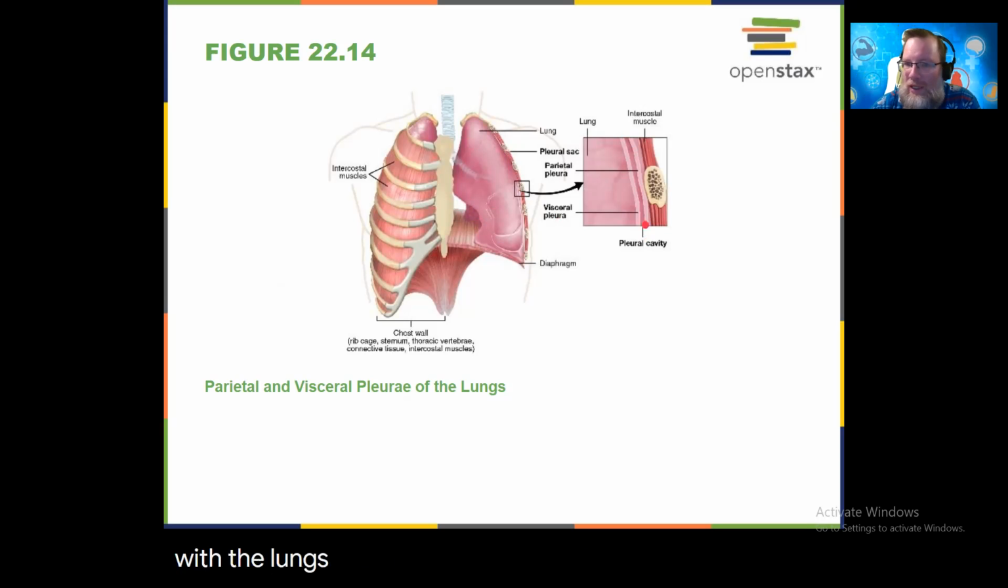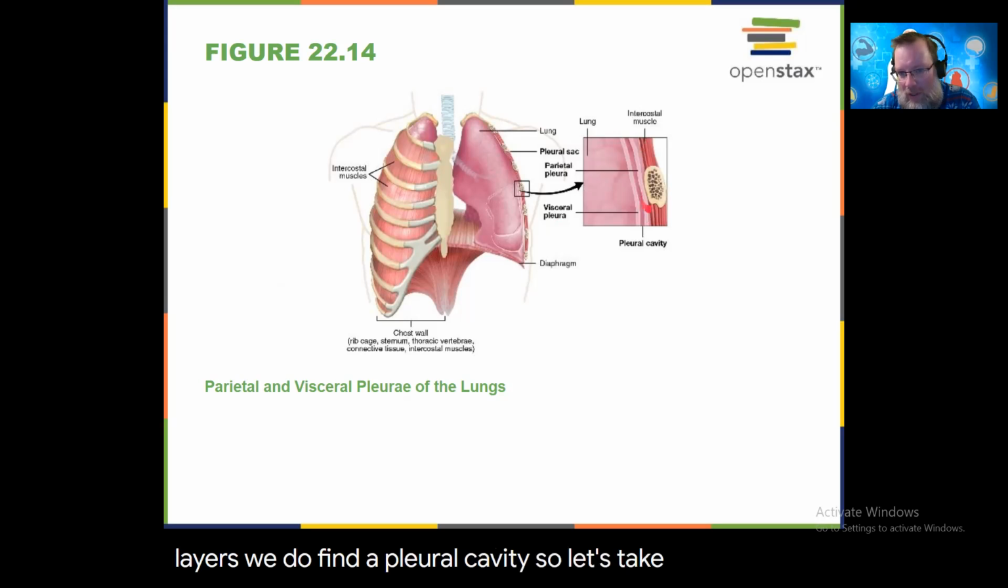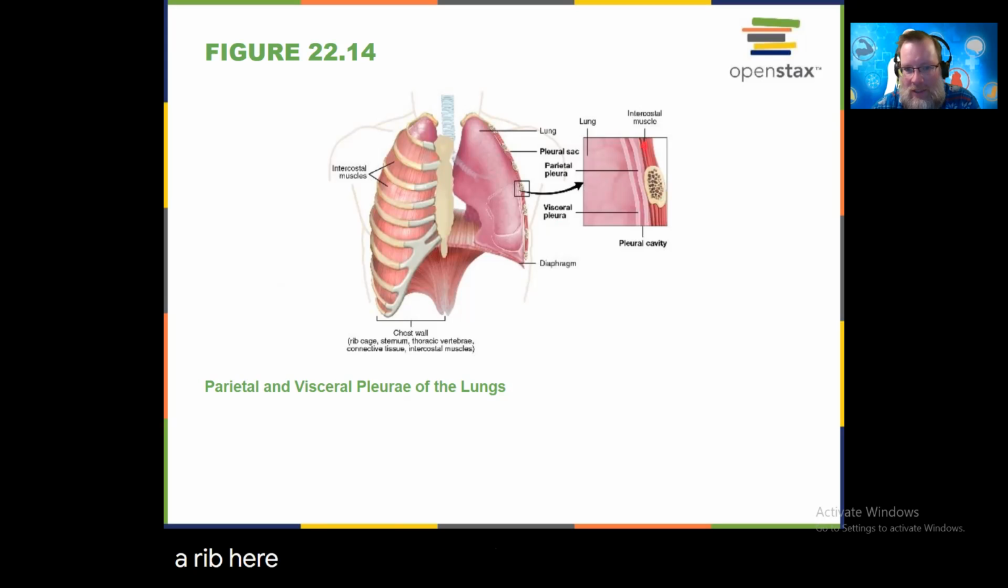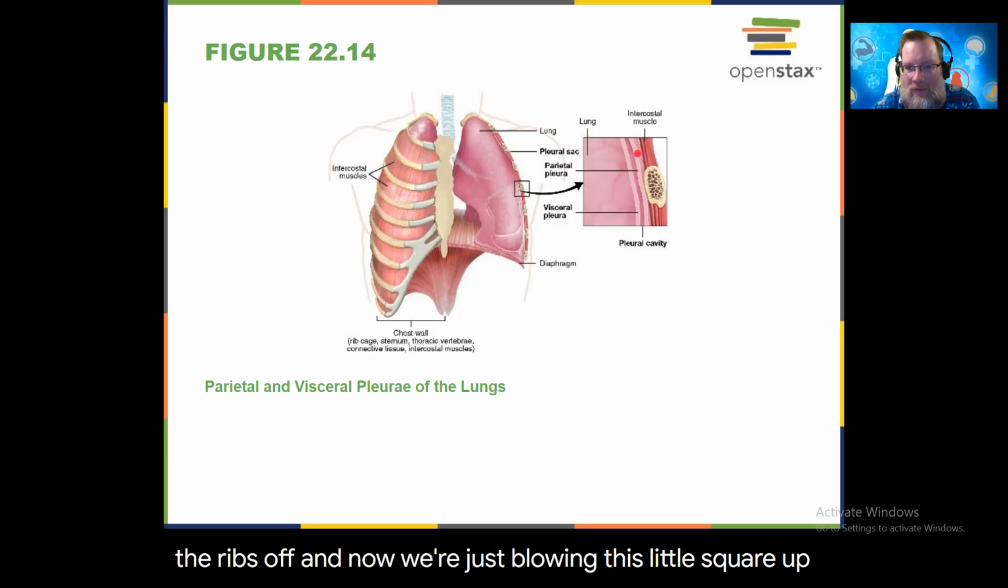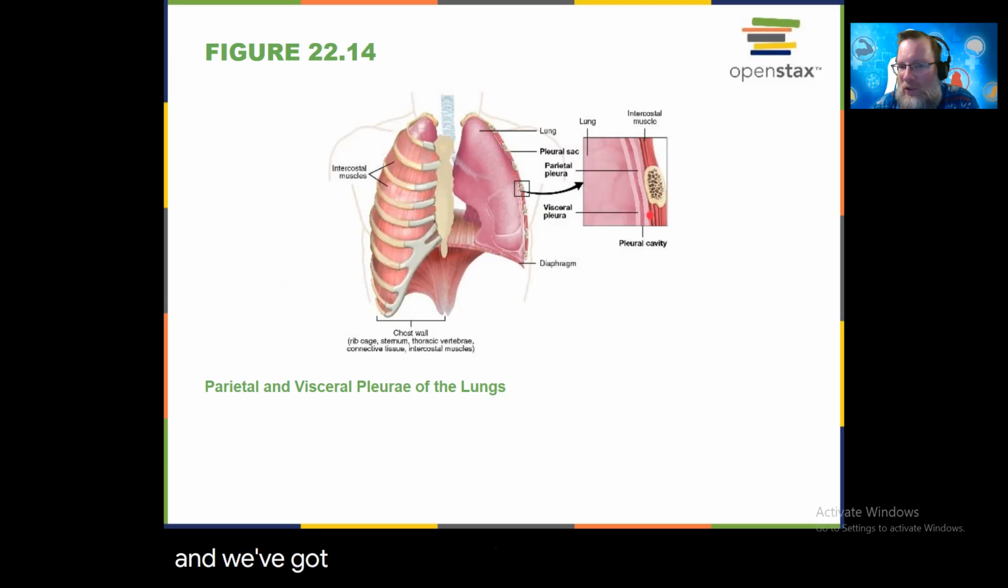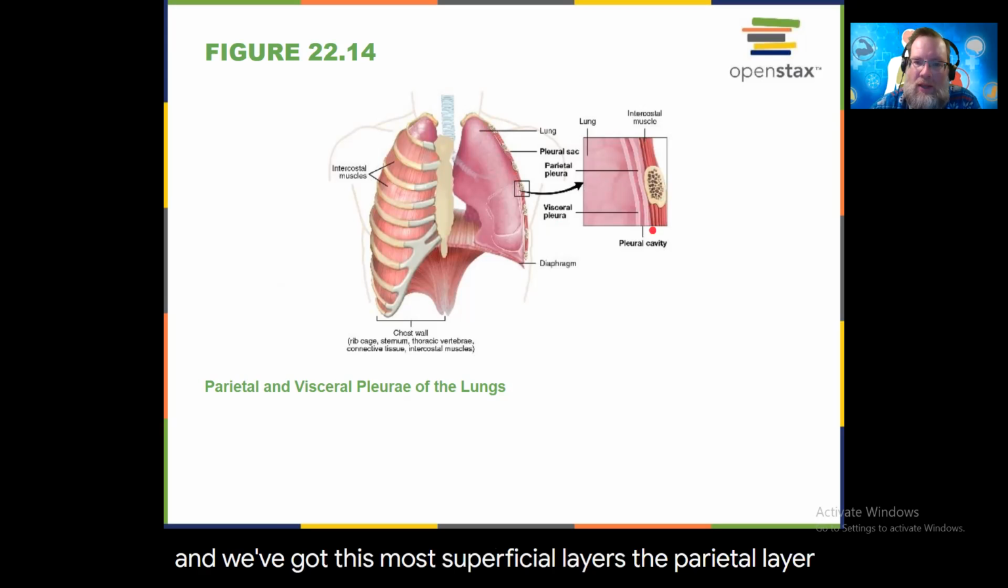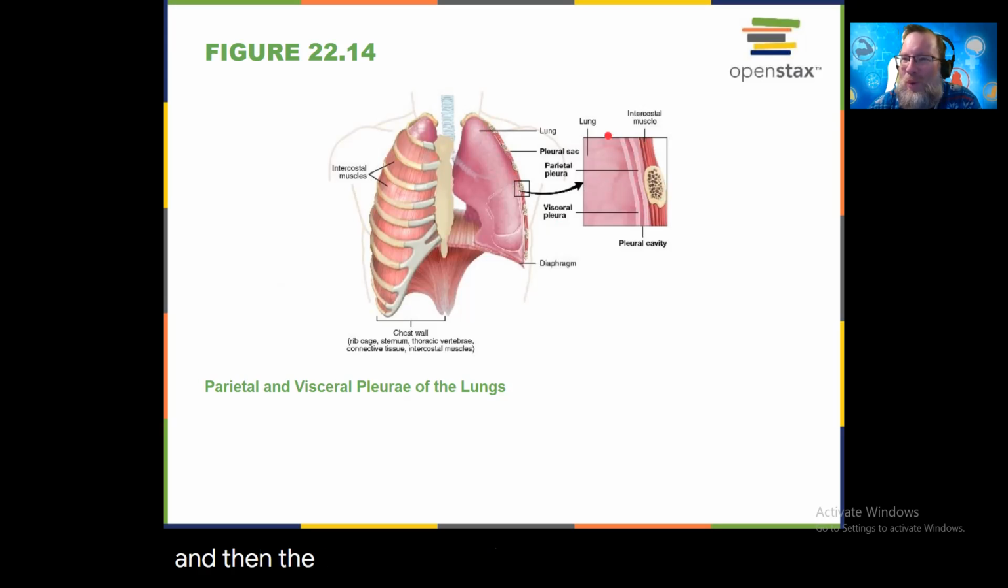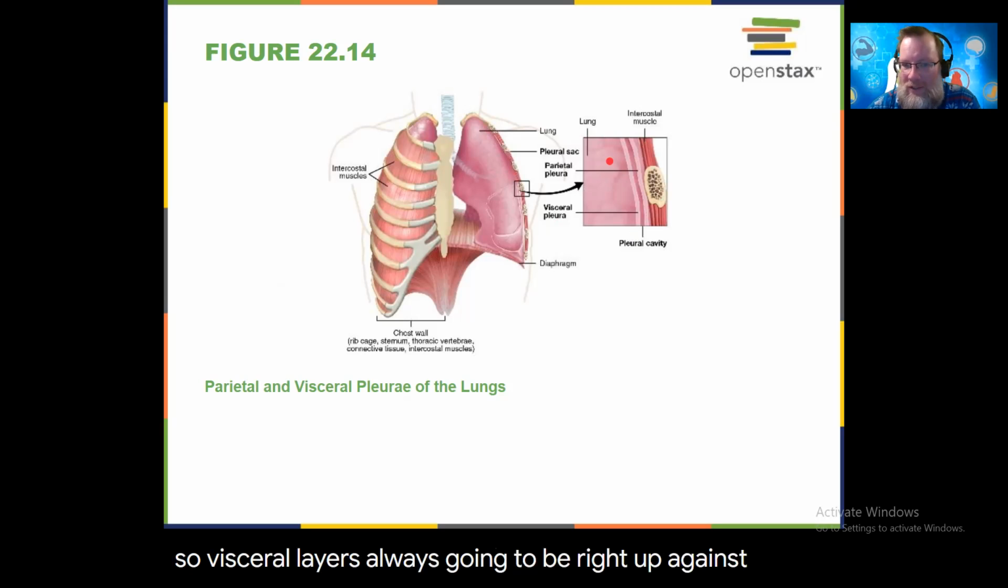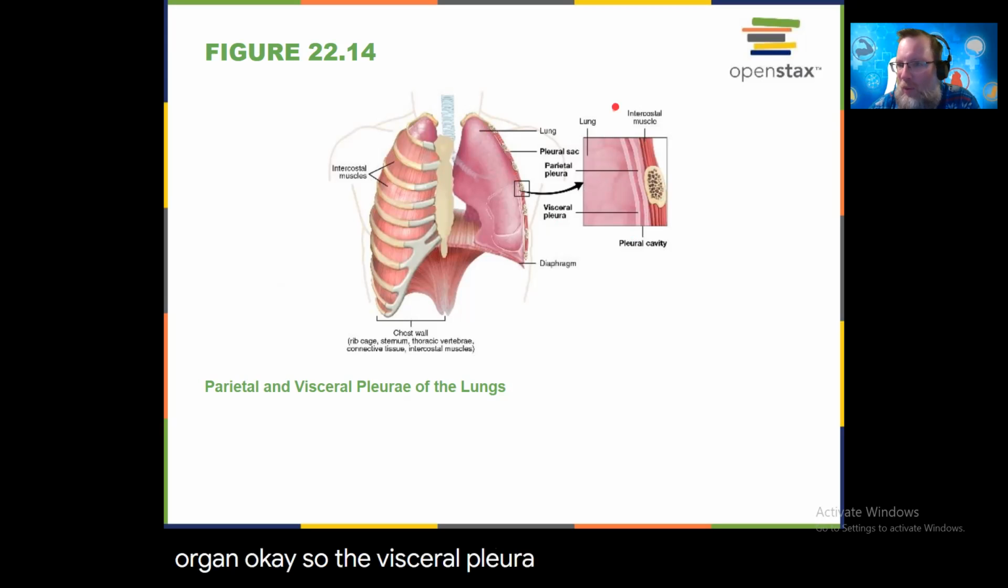Of course, in between each of those layers, we find a pleural cavity. So let's take a look. We see a rib here and some intercostal muscles. We took the ribs off, and now we're just blowing this little square up. The most superficial layer is the parietal layer. And remember, viscera means organ, or guts, so the visceral layer is always going to be right up against the organ. So the visceral pleura and then the parietal pleura. In between those, we have the pleural cavity.